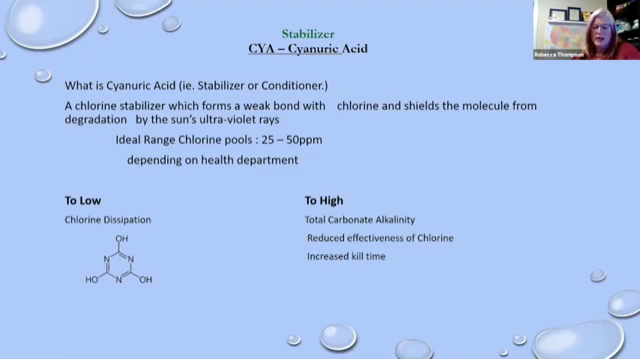Most of your salt generators are around 30 to 50 parts per million. So you do want to keep an eye on your cyanuric acid. You also want to know what your health department says if you deal with commercial pools. Low cyanuric acid can lead to chlorine dissipation. High cyanuric acid can increase your alkalinity. It reduces the effectiveness of the chlorine. That's why health departments want it lower. And it increases your kill time. Liquid chlorine has a faster kill time because it's not combined, but yet it's got a slower kill time because of the high pH. So it ends up equaling itself out.